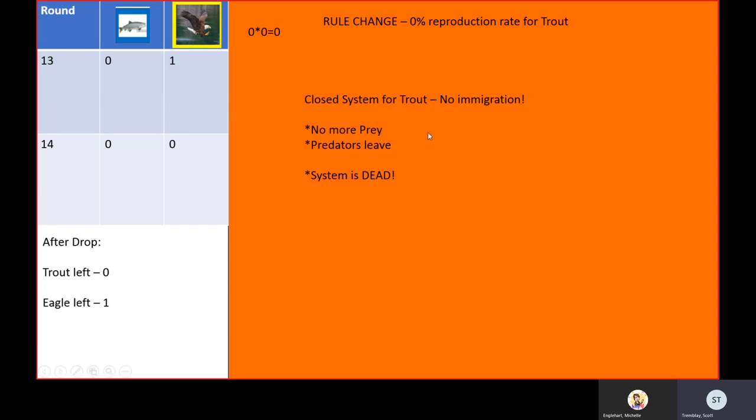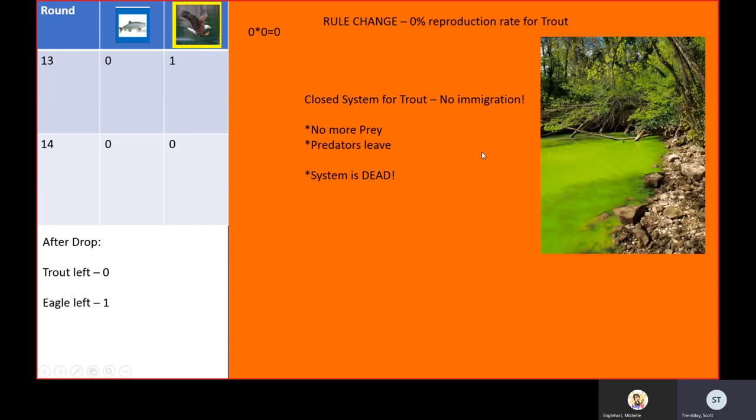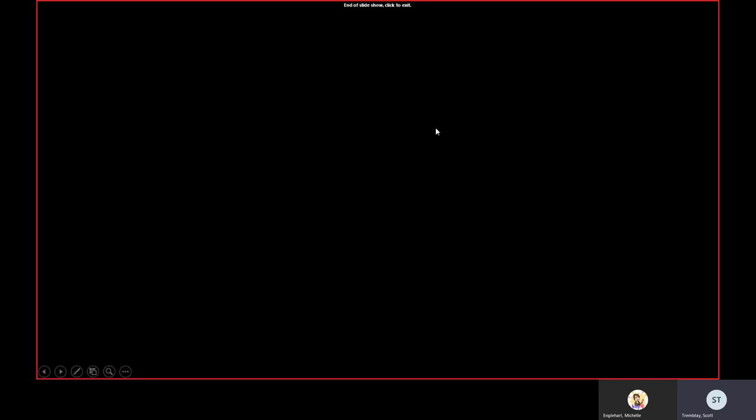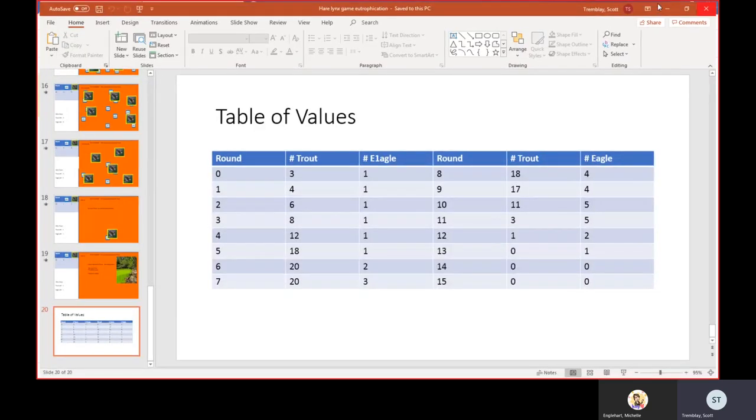So you go up to 14 rounds. So we actually play quite deep into this one. And there you go. There's our lake. Looks yummy, doesn't it? Okay. So here's the data. We'll make sure the stuff is in there. Yeah, I think the data actually looks okay. I think I made a mistake on the slides, but this part's okay. So there we go. Okay.